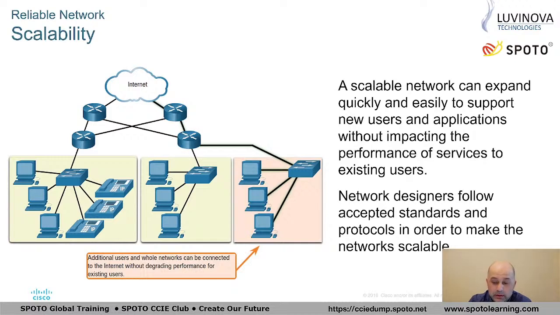So a scalable network can expand quickly. That's the key word. Quickly and easily to support new users and applications without impacting the performance and services of the existing users. So as you can see here in the picture, we're having a network which recently has been added to an existing network. We just connected to the router.